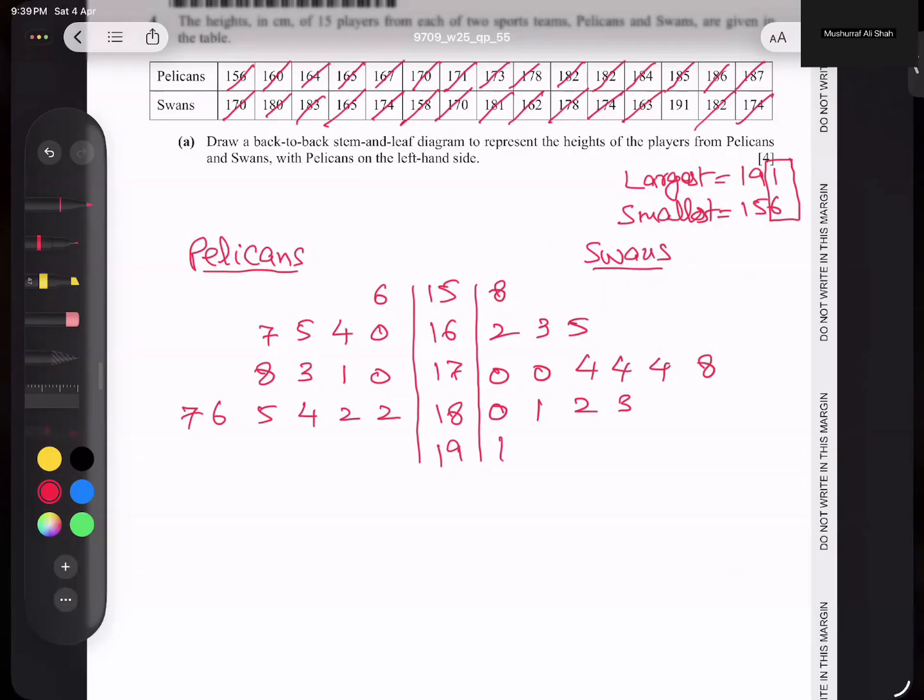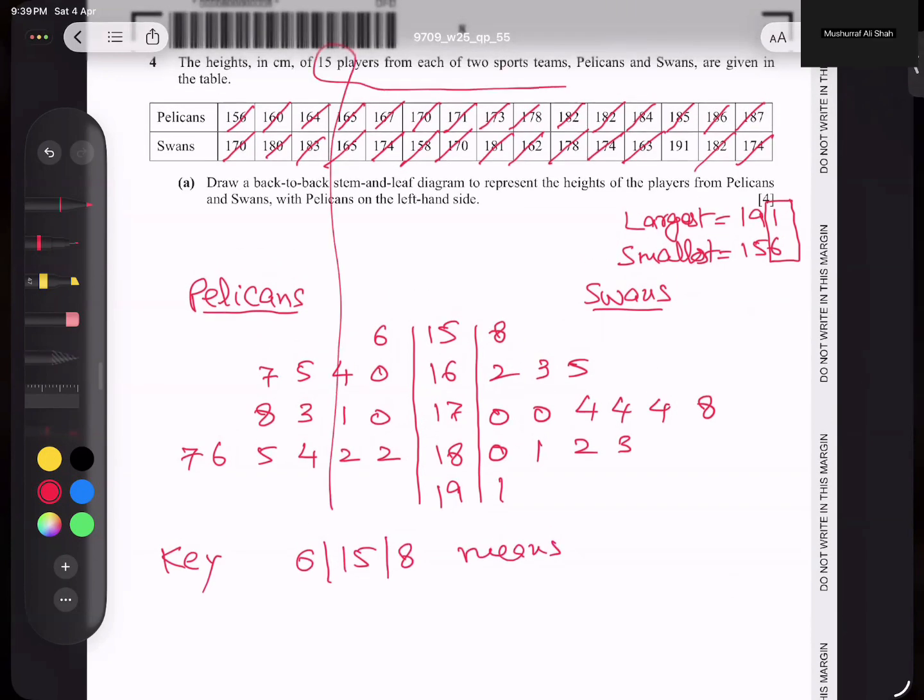So I think the idea is very clear and the whole story is clear. Okay. And now write the key. What is the key writing style? Take any number. I can take this top. I take top. So 6 with 15 and 8 means, and these are players and they are given the heights in centimeters. So I can say that this is 156 pelicans. So pelicans, 156 centimeter height.